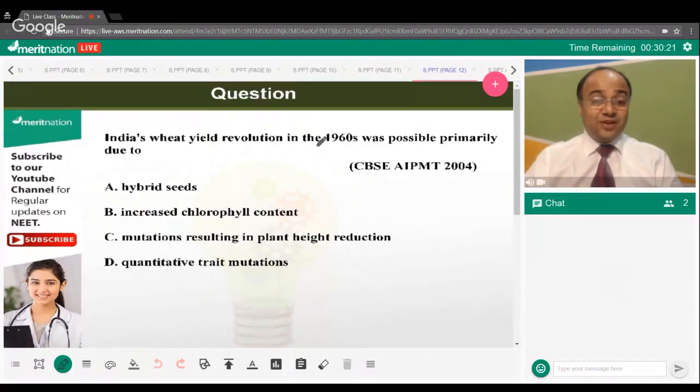India's wheat yield revolution in the 1960s was possible primarily due to what? Hybrid seeds, increased chlorophyll content, mutations resulting in plant height reduction, quantitative trait mutation. All right. So, which will be the correct option over here?